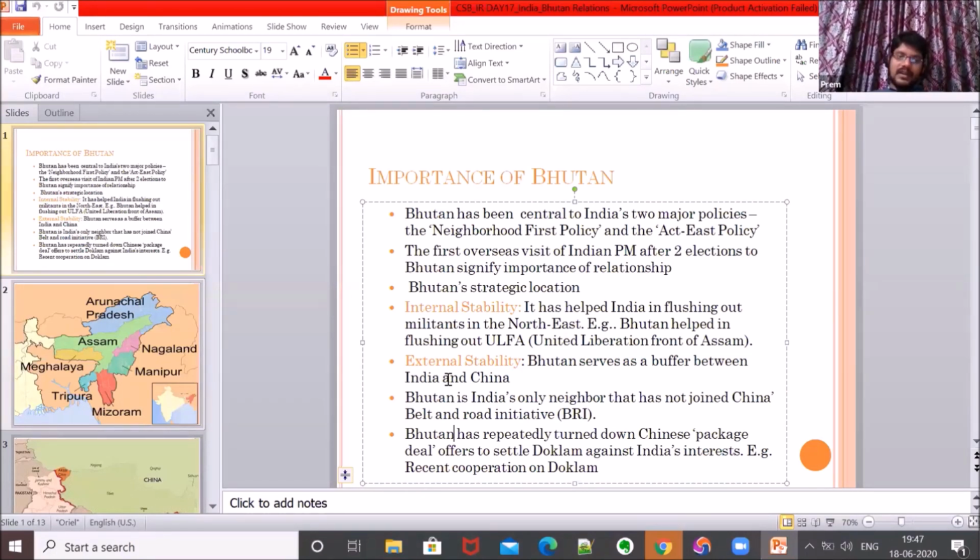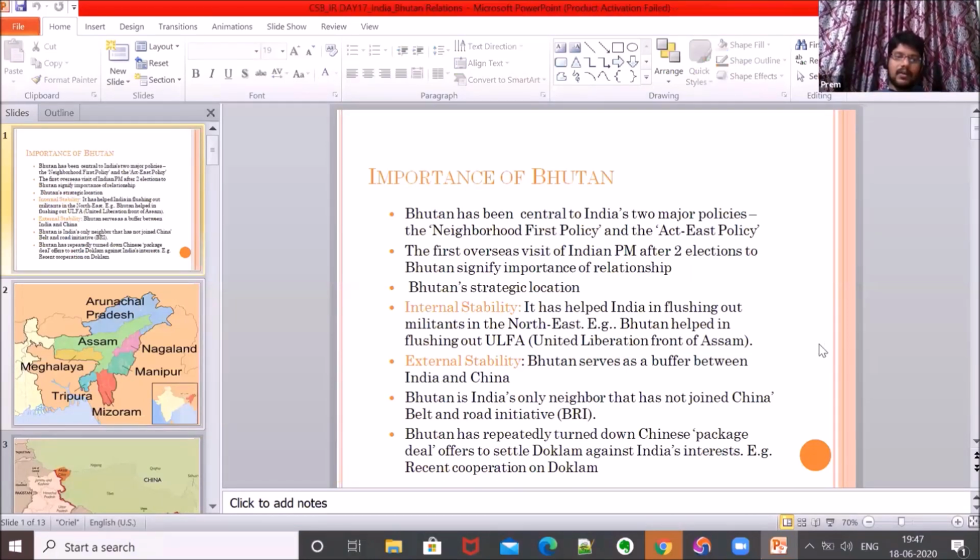So just before this incident happened, China tried to have very good relations with Bhutan by promising it an aid package of about $10 billion. It said, I will give you a $10 billion package, and then you give Doklam to us so that Doklam will be useful for us. But Bhutan actually declined that and helped India in defending the Doklam region. So that is the kind of importance we have if we have a close relationship with a country like Bhutan. So this is finally the importance of Bhutan.